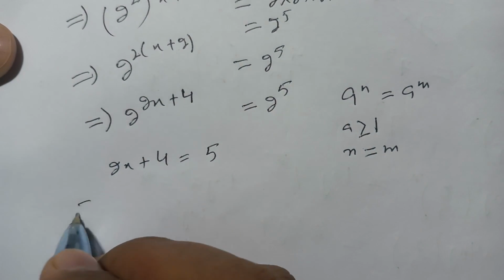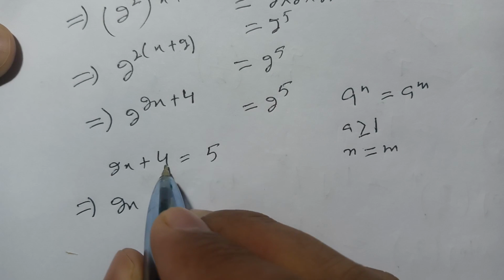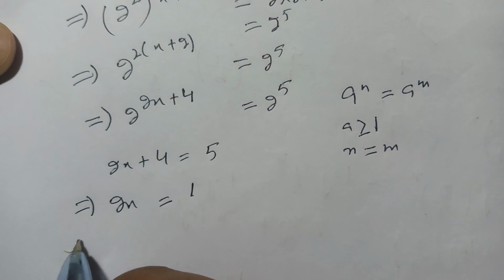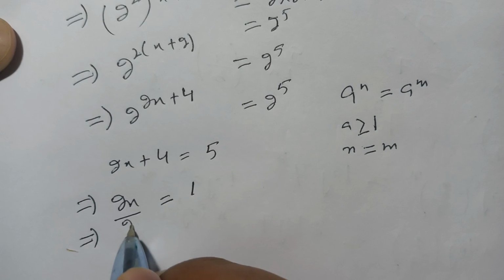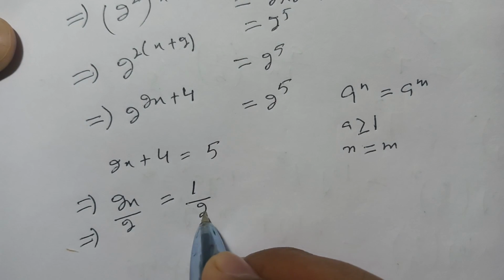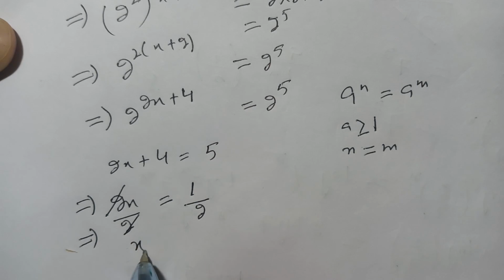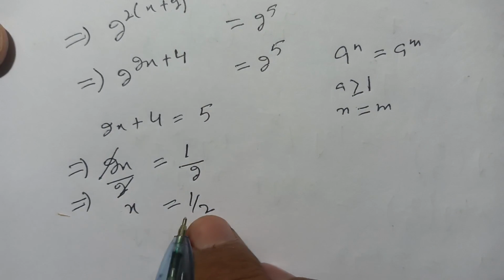Now we have to solve this. 2x is equal to, when we subtract 4 from 5 we have 1, then on dividing both sides by 2, this 2 cancels out this 2, and the remaining part is x is equal to 1 by 2. X is equal to 1 by 2.